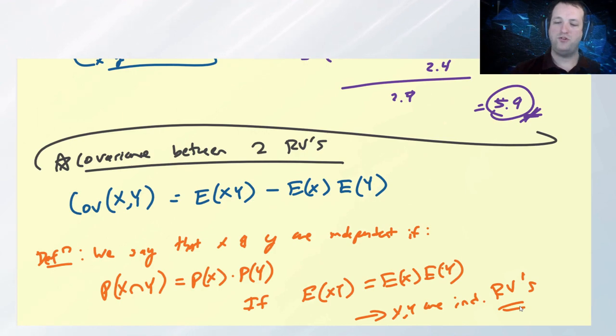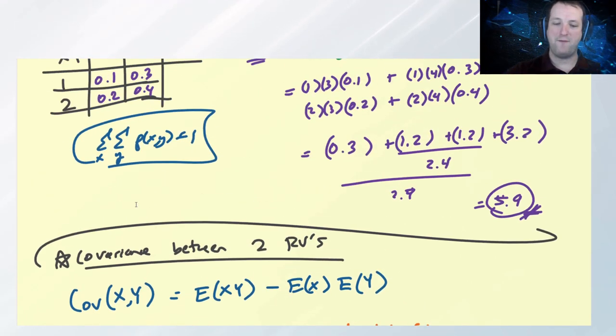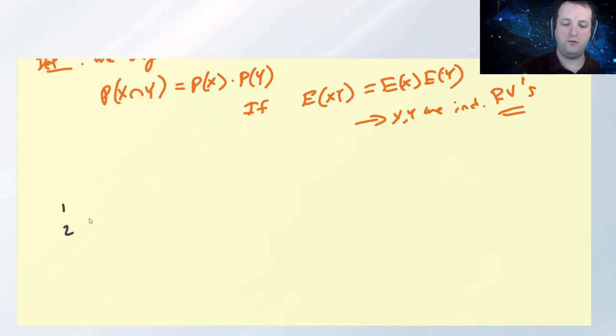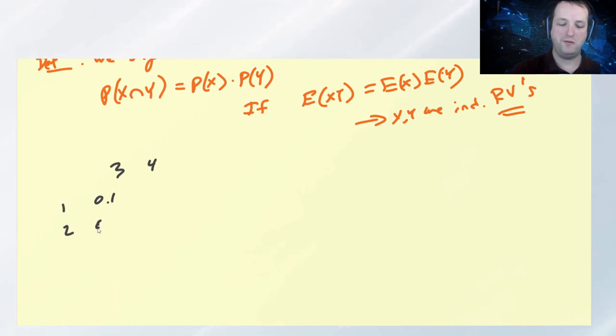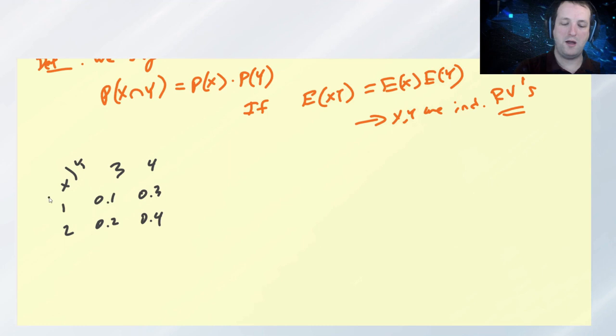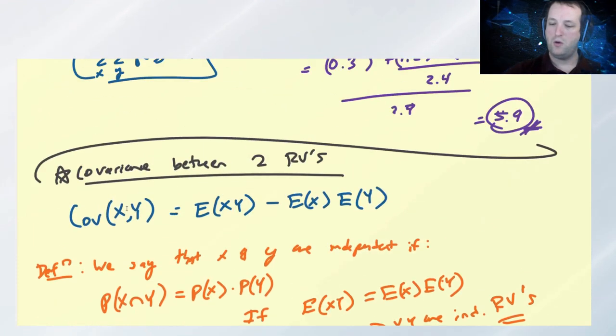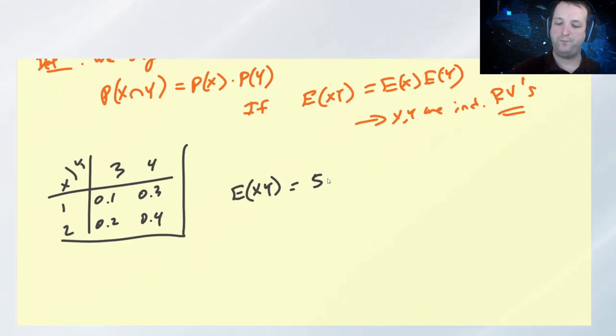All right, wonderful. So let's continue this example that I have up here. So 1, 2, 3, and 4, and those probabilities were easy to remember, right? So 0.1, 0.2, 0.3, and 0.4. This is x and this is y. That's my probability mass function. And I already found that my product first moment was equal to 5.9. Great. So now I want to calculate my covariance between these two random variables and see if they are independent or not.